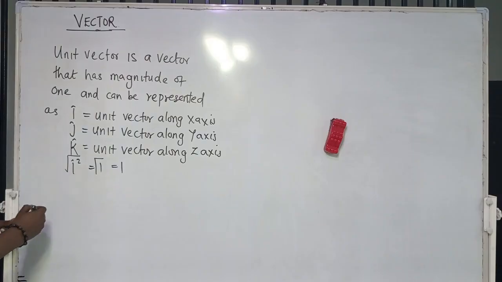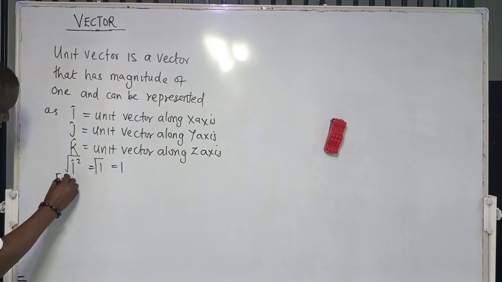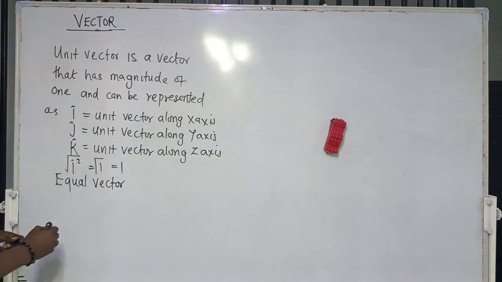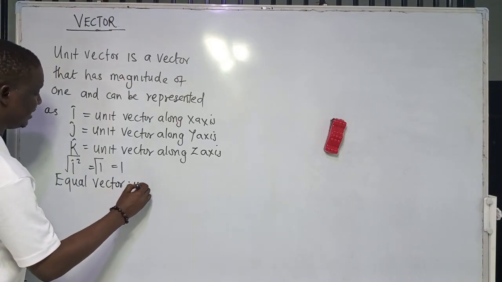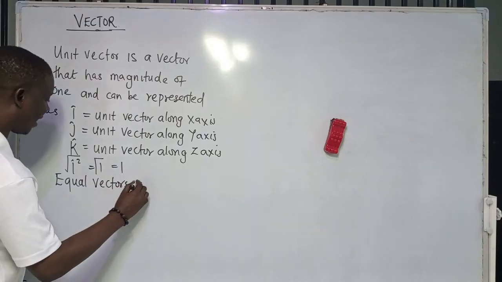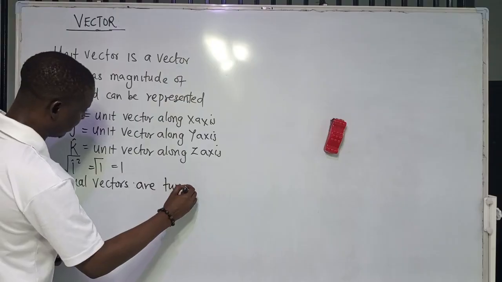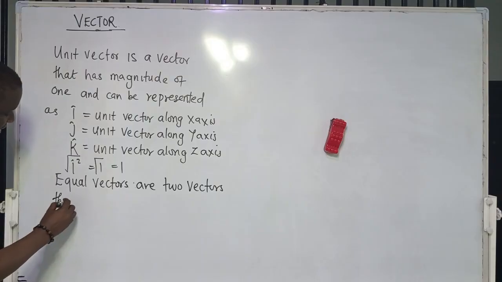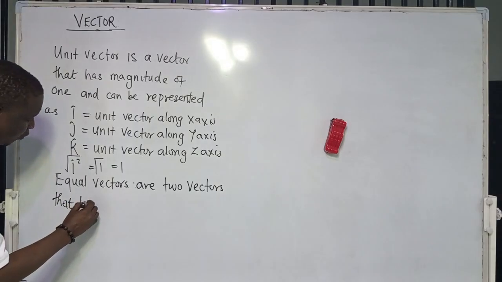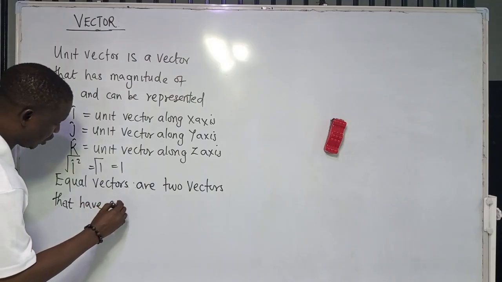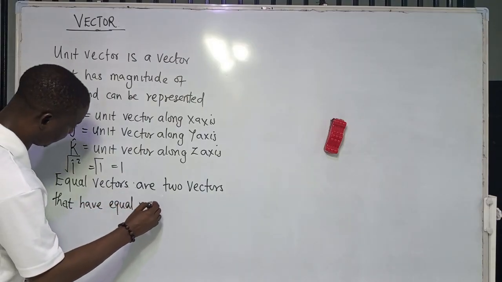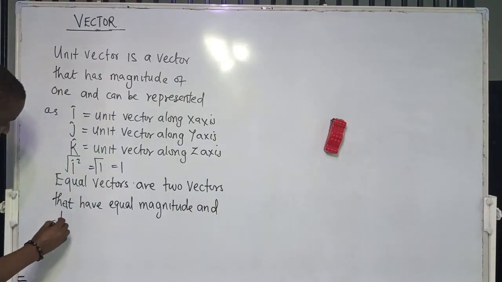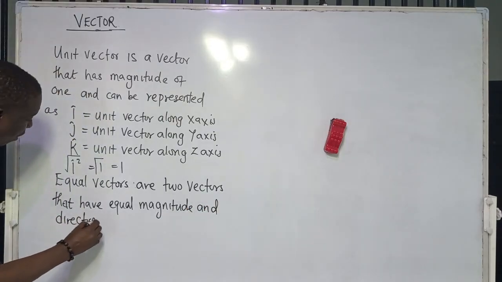Now, let's say that we have another one called equal vector. Equal vectors are two vectors that have equal magnitude and direction. Listen to this. They have equal magnitude and direction.